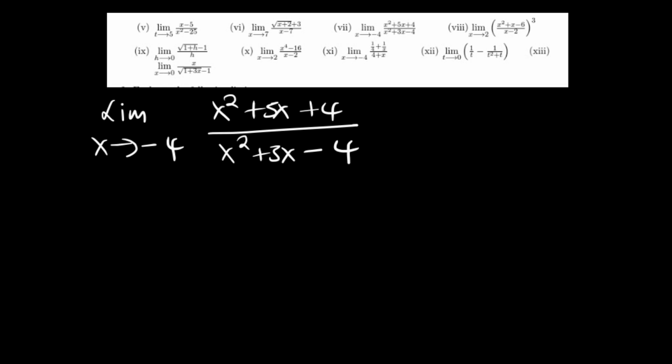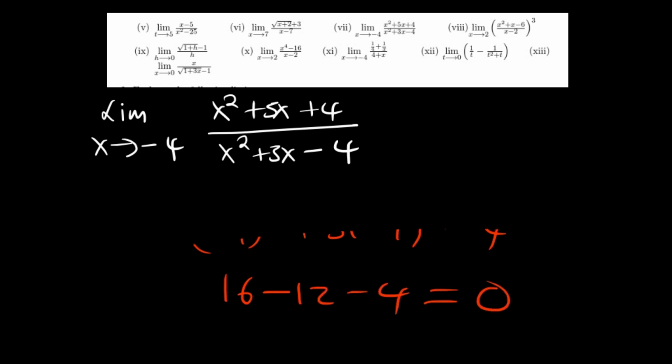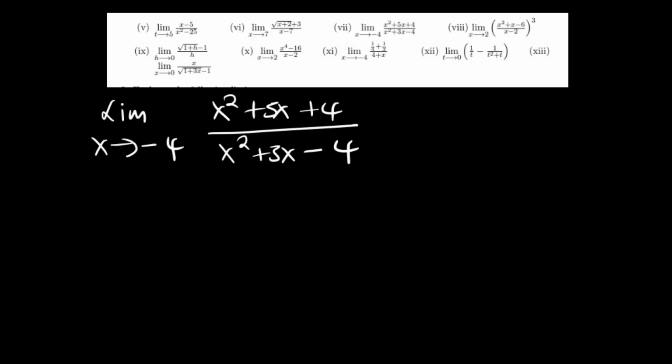Obviously, to make things easier, we are just going to factorize in advance even before trying out anything. It's possible we may get a 0. Let's try the denominator. The denominator is going to be negative 4 squared plus 3 times negative 4 minus 4. So this is going to be a 16, that's going to be a minus 12 minus 4. So this is actually a 0. So we can't just substitute directly. So let's try to factorize what we have.